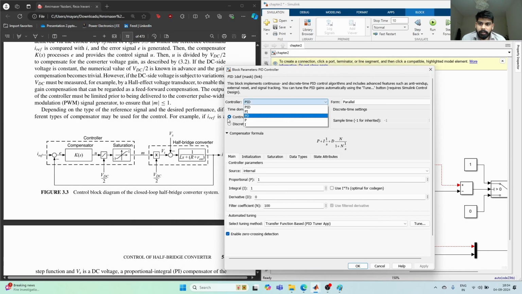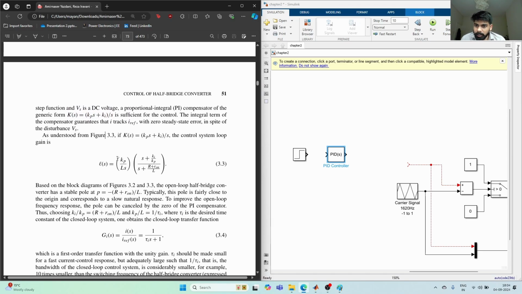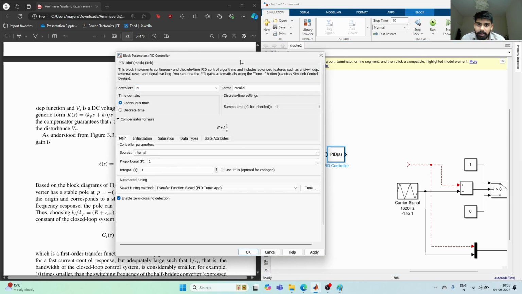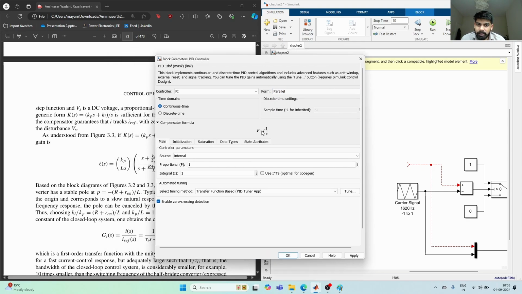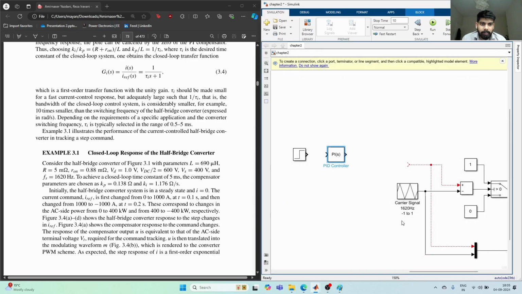We just need a PI control. This is how our PI compensator looks, KP plus KI by S, as if you remove the brackets. In this one we'll see PI controller continuous time, and ideal is like this, parallel, P plus I by S, where P and I are KP and KI basically. This is the format we would be using. The KP value is 0.138, and KI is 1.176. All right, we have put the PI controller.